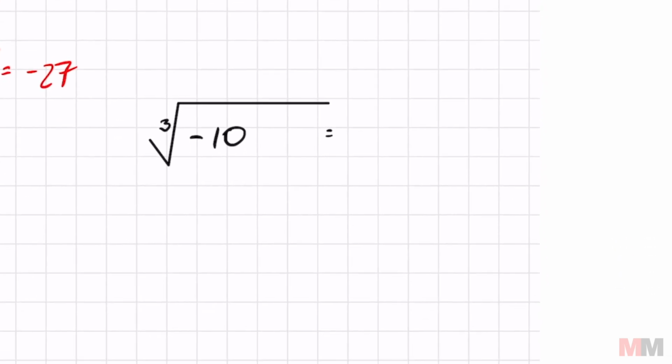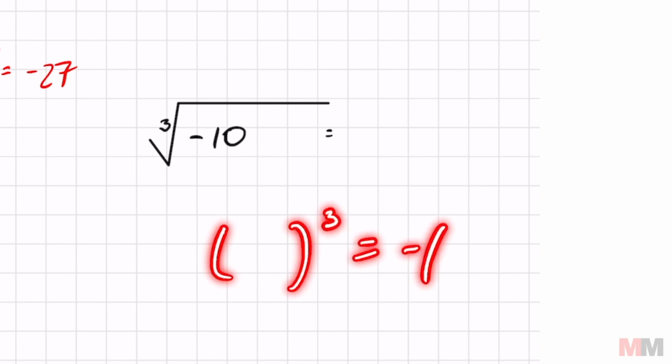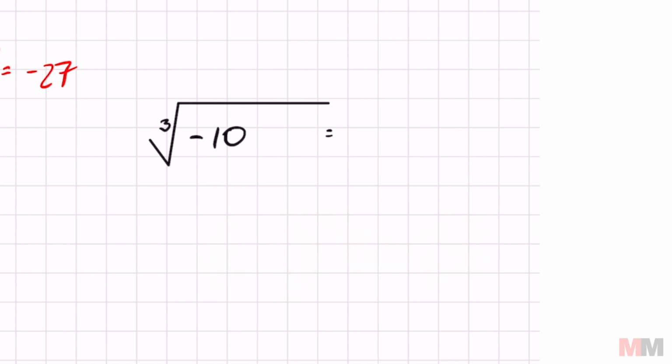And for the last part, let's say I've got a negative number, right? What to the third power gets me negative 10? I tricked you with that one. There is no whole number that I can multiply by itself 3 times to get 10. But think about it this way so you understand what I'm doing later. I can split up negative 10 as negative 1 times positive 10.